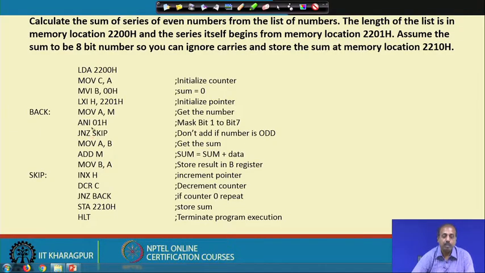But if the number is odd, then this JZ will be successful, and in that case it will not increment the sum value and it will come to this point. But if the number is an even number, then this check will be a failure. In that case, we will get the B register content into the A register and then we will add M.